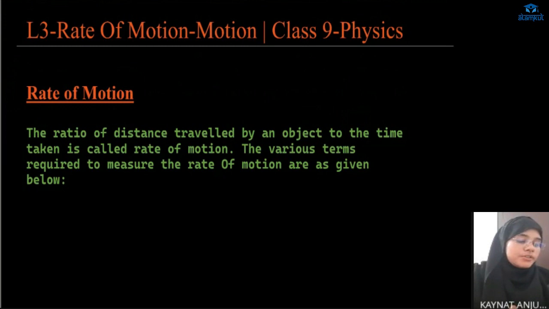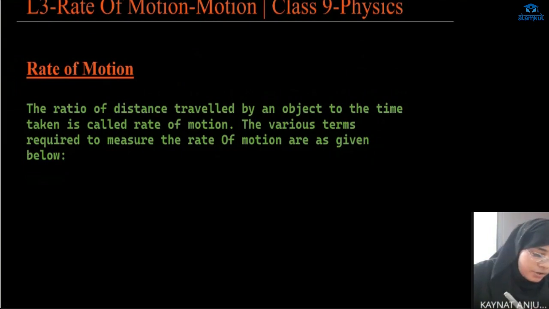Okay, so here we go. The rate of motion. What is the rate of motion? It is just the cover of this topic. The main thing is not the rate of motion, but the terms that are used to define the rate of motion. If we are going to describe the rate of motion, it will be only the ratio of the distance traveled by the time taken by the object.